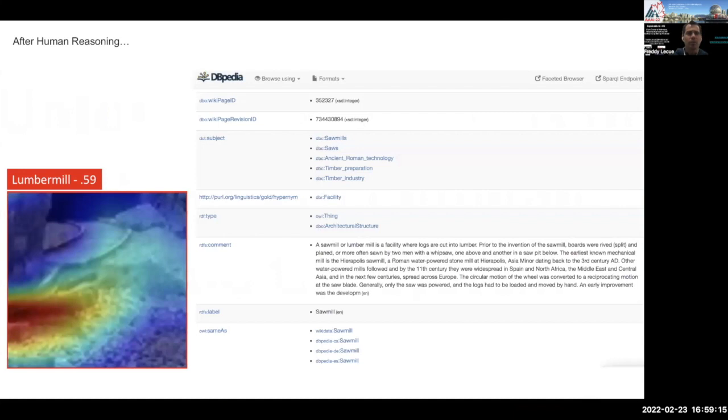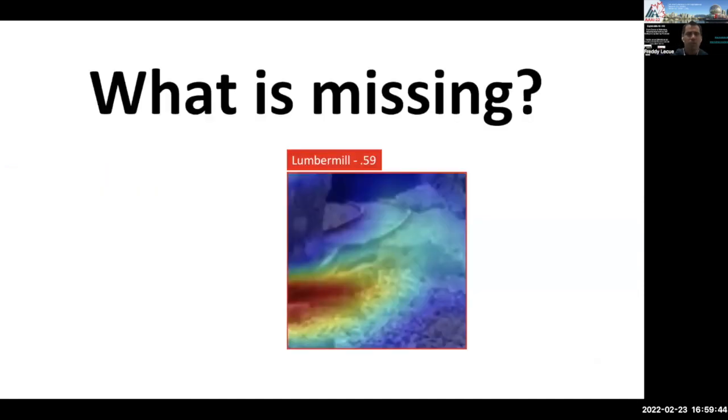And then if you do human reasoning, you check lumber mills, as I mentioned. It's a set of lumber. A mill is a facility where you have logs, so you have logs over here. So it does make sense. If you just step back, you say, oh, okay, all right. So they connect lumber mill, they connect logs, and all of those things are already connected in DBpedia. They are already defined.